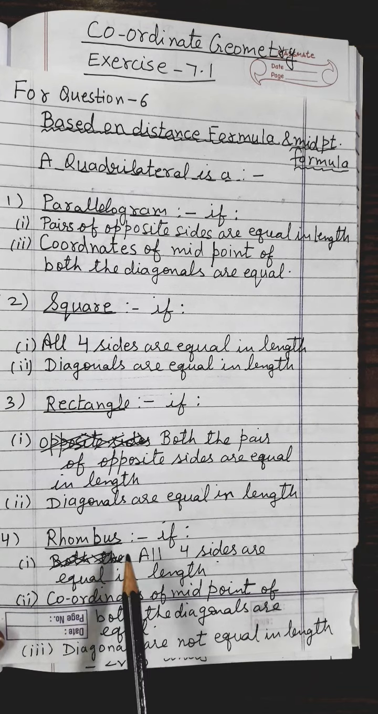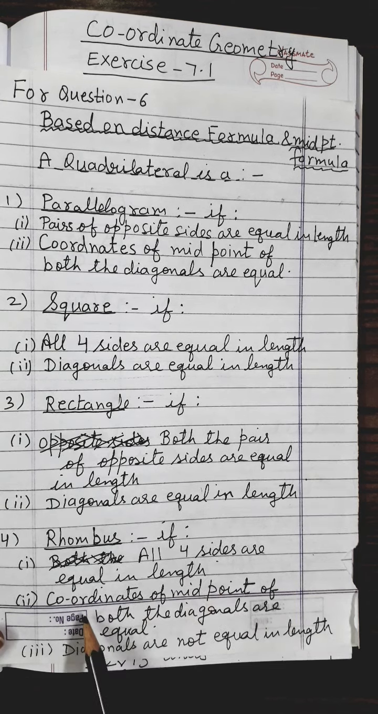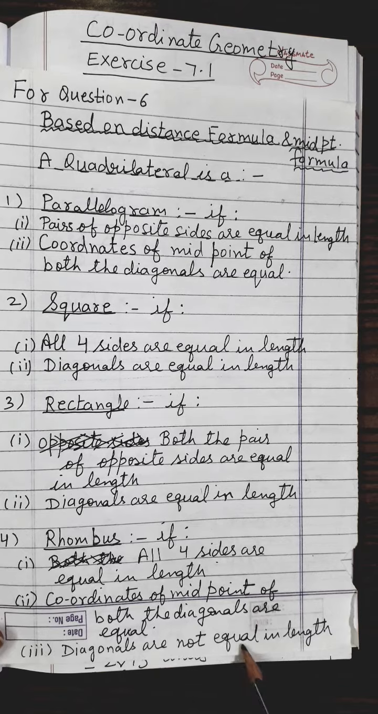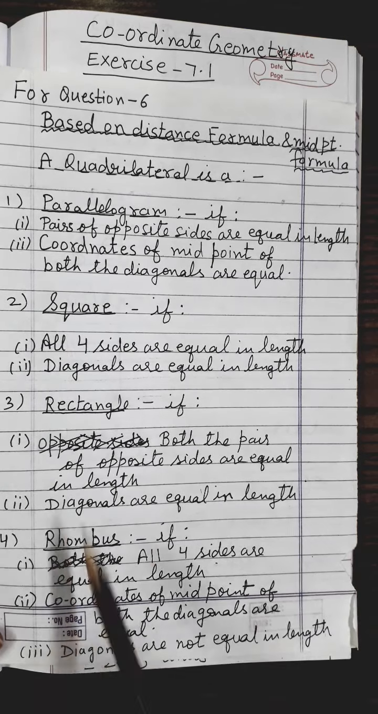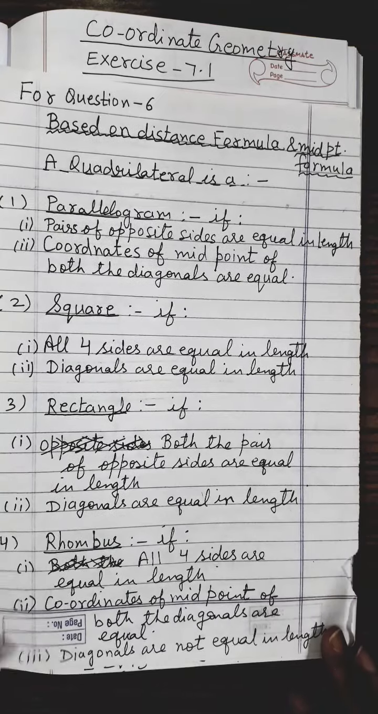Number 4 is rhombus. The given quadrilateral will be a rhombus if all four sides are equal in length. Number 2, coordinates of the midpoint of both the diagonals are equal. Number 3, diagonals are not equal in length. So these are the properties of certain types of quadrilaterals which you need to know. So let us come to our question.